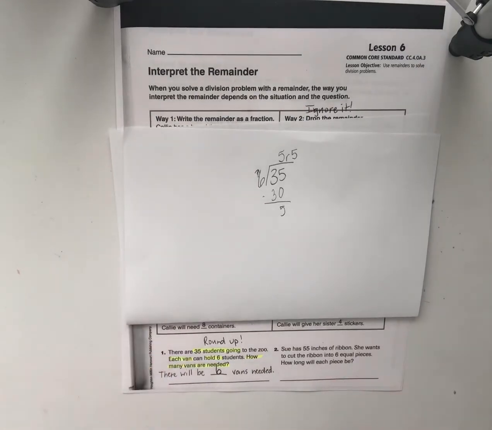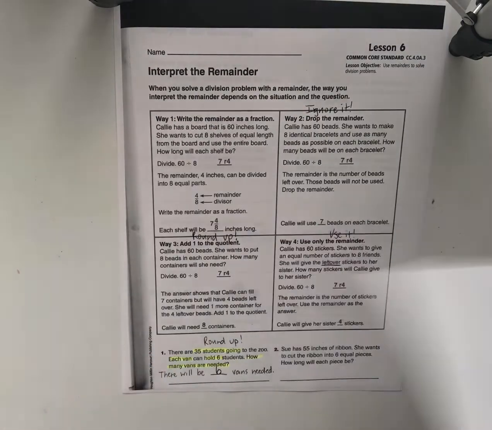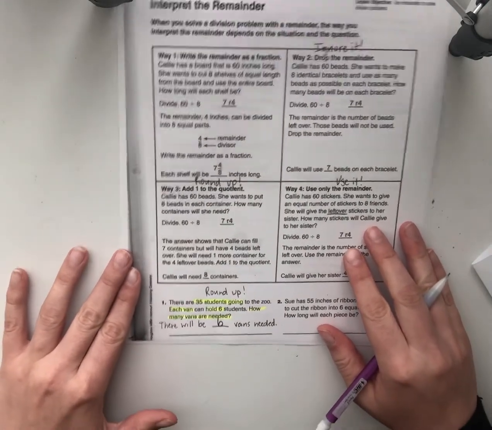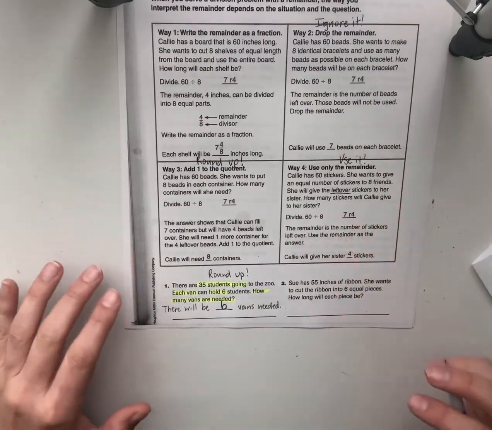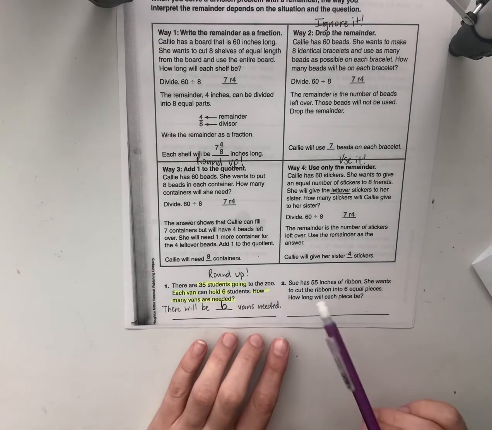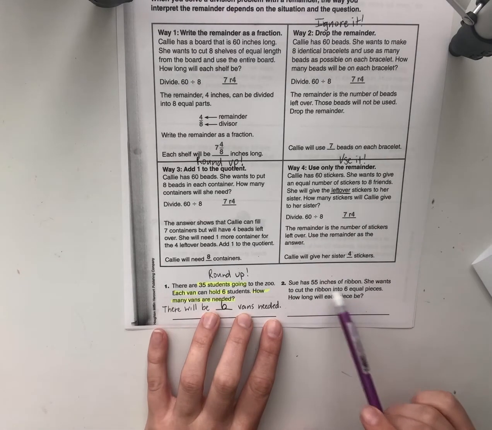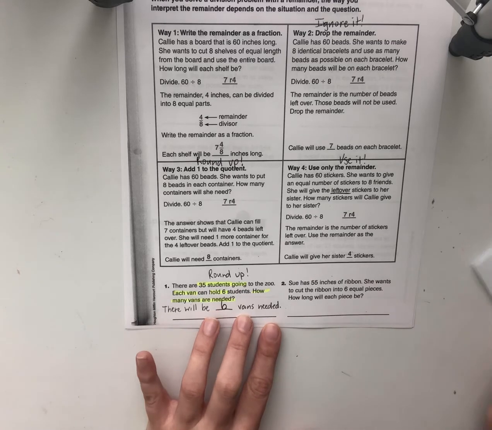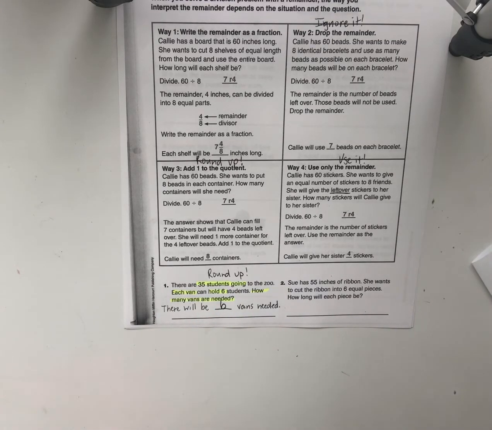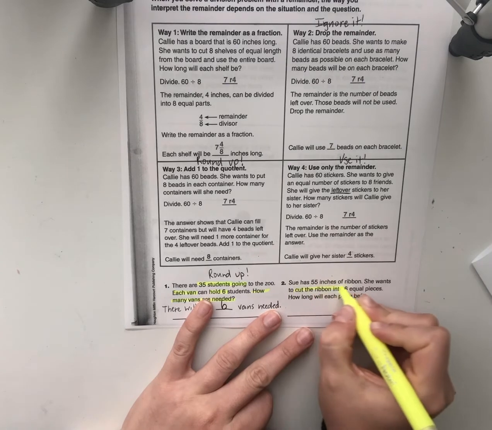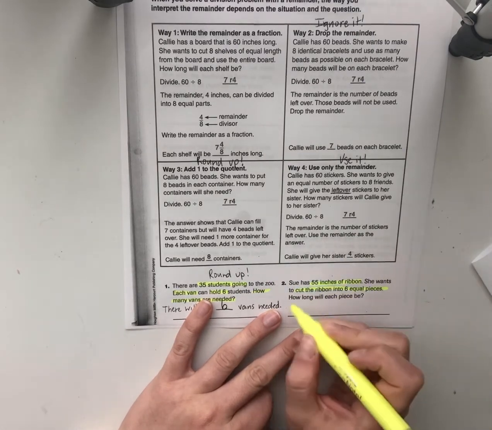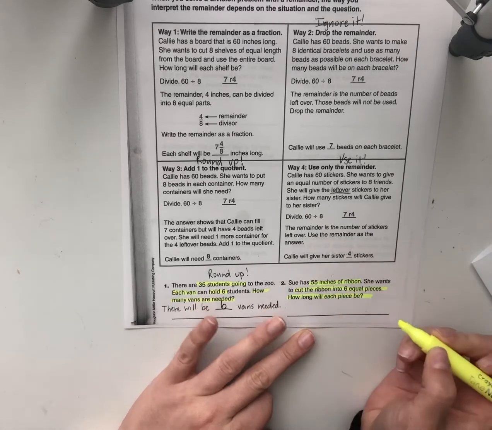All right, let's move on to number 2. Make sure you can see this. Number 2. Sue has 55 inches of ribbon. She wants to cut the ribbon into 6 equal pieces. How long will each piece be?